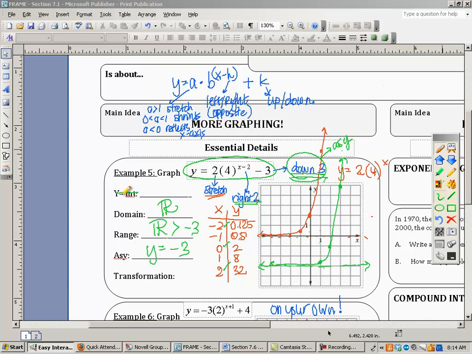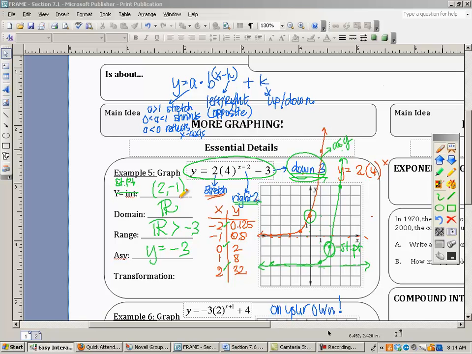Now the y-intercept I don't want to use, I want to talk about my starting point, and my starting point was (0, 2). That's where my original y-intercept was. Now take that point, we moved it right 2 and down 3. This is now the starting point that I want. So that's the point (2, -1).